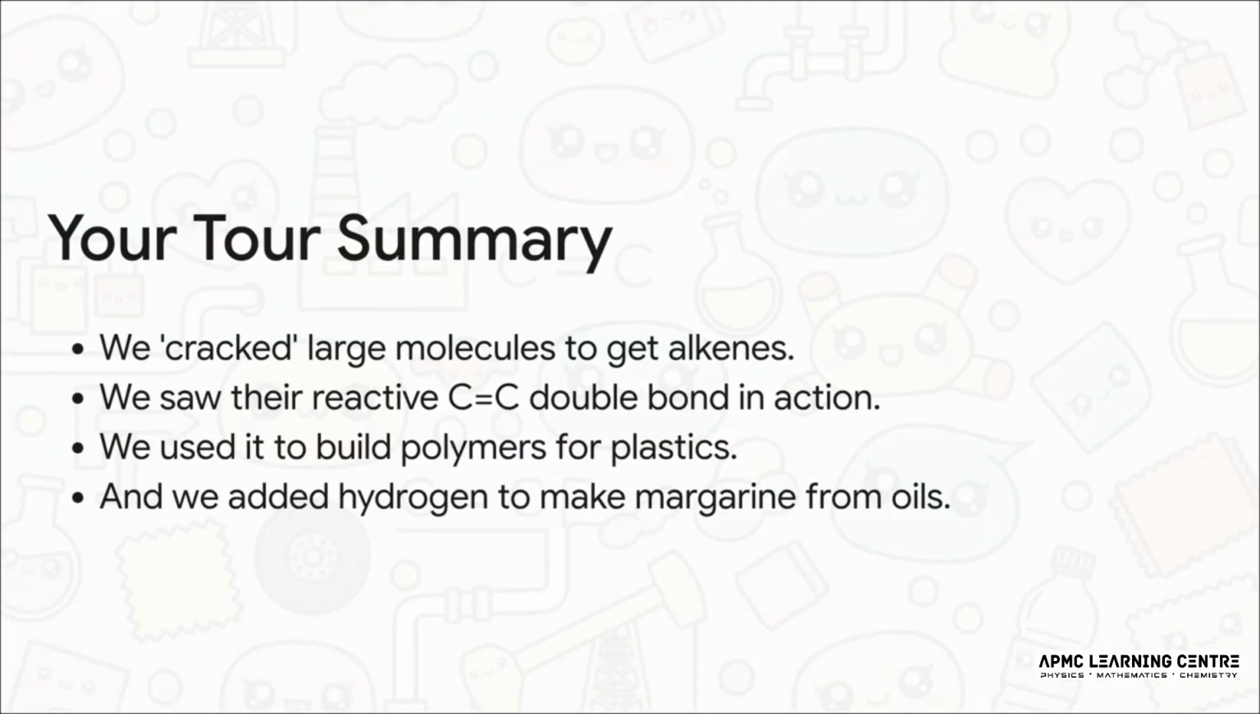So let's do a quick recap of what we saw. We started by cracking big, clunky alkanes to produce our useful alkenes. We proved how reactive they are with the bromine water test. Then we put that reactivity to good use, first with addition polymerization to make plastic, and then with hydrogenation to make margarine from oils. All of that thanks to one special little bond.